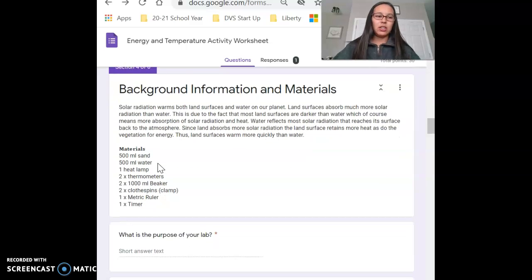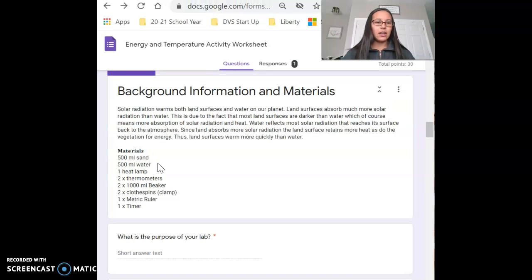Here's the background information listed again. Solar radiation warms both land surfaces and water on our planet. Land surfaces absorb much more solar radiation than water. This is due to the fact that most land surfaces are darker than water, which of course means more absorption of solar radiation and heat. Water reflects most solar radiation that reaches its surfaces back to the atmosphere. Since land absorbs more solar radiation, the land surface retains more heat, as does the vegetation, for energy. Thus, land surfaces warm more quickly than water.